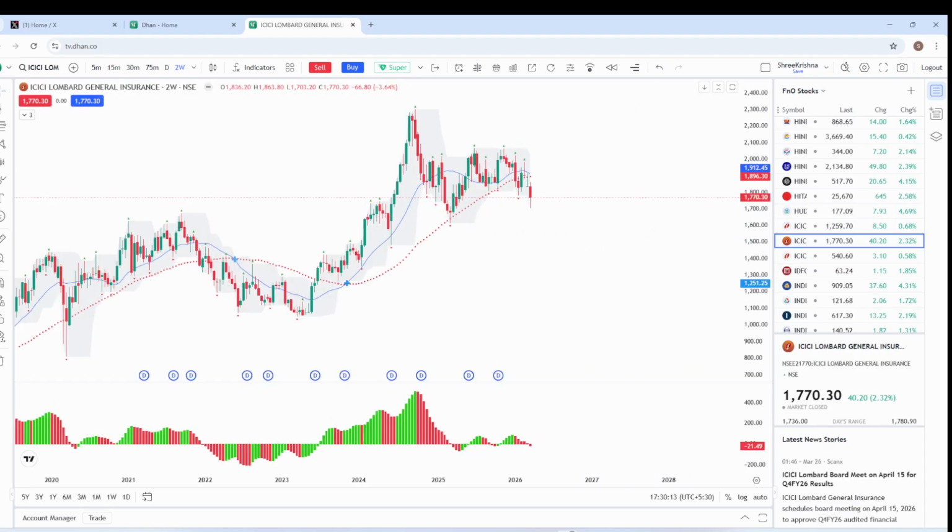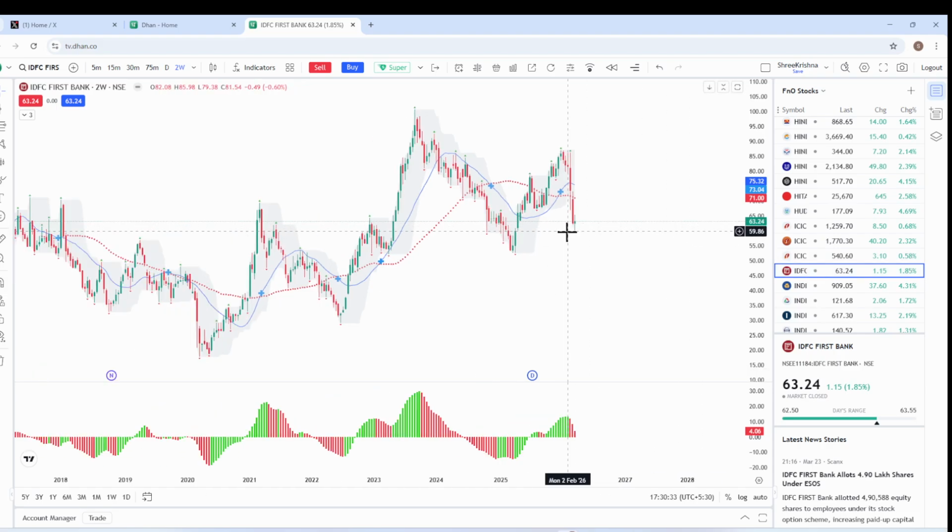ICICI. See, this is A, this is B, and this is C. You are looking for 2100 in ICICI Lombard. After that, you are getting one more. This is an impulse. This will become A, B, C correction, and it will come down one more impulse.